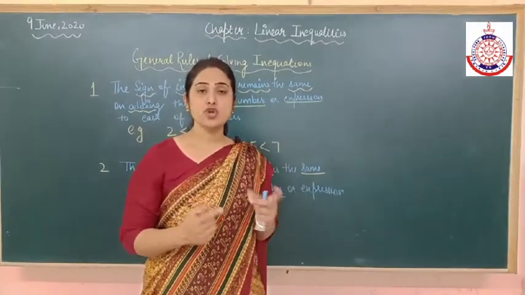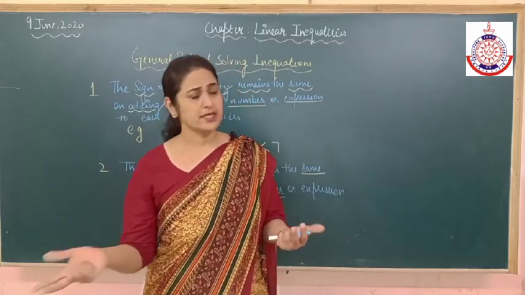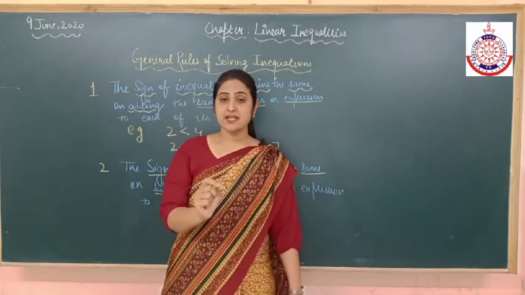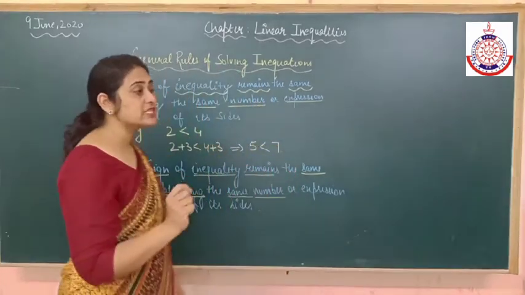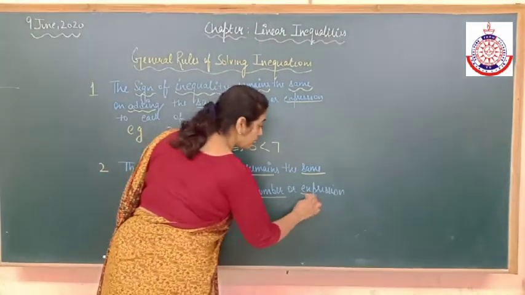Same numbers. It's not your choice that you subtract 2 on one side and add 4 on the other side. You can't do that. It should be the same number or expression. If it is subtracted from both the sides, the sign of inequality remains the same.